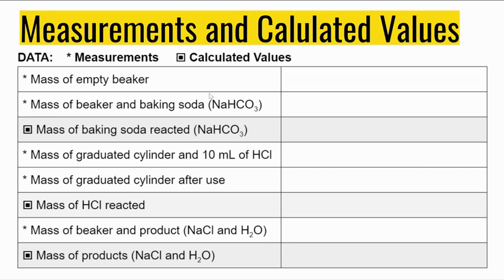On your data table, the data in the white columns is data you need to measure and record, with the asterisks on it, whereas these are calculated values that are in the gray background. So when you see the squares, that's values you calculate after you collect data throughout the experiment.